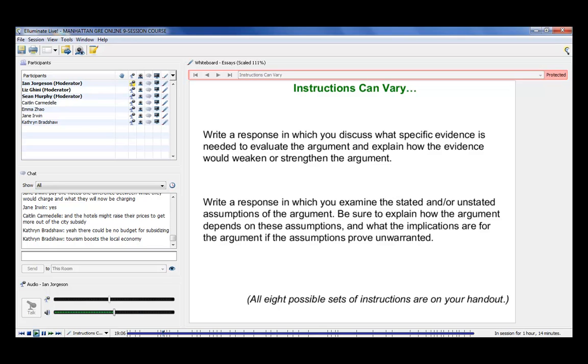And by the way, in the handouts that we gave you guys back in class 7, there's a list of all 8 of the different sets of instructions. Questions so far?